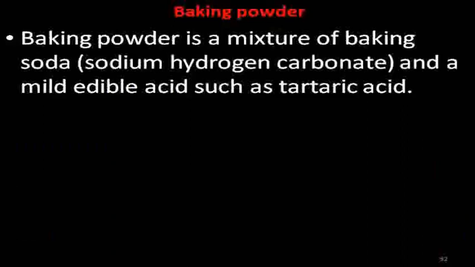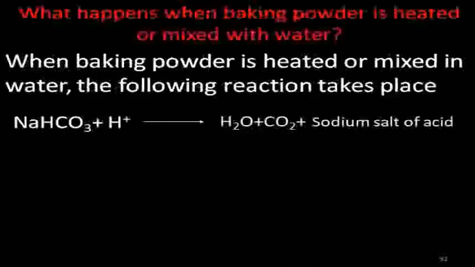Baking powder. It is a mixture of baking soda and a mild edible acid such as tartaric acid, little sour to taste. This is the typical baking powder which is used in the bakeries. So that's a combination of sodium hydrogen carbonate, NaHCO3, and tartaric acid. We know tartaric acid is sour to taste. So both mixing together, baking powder is prepared.